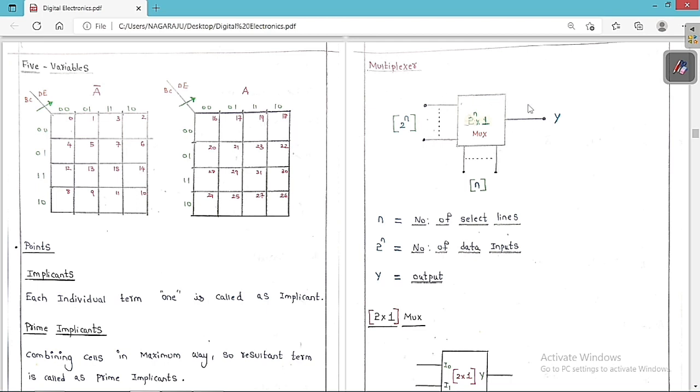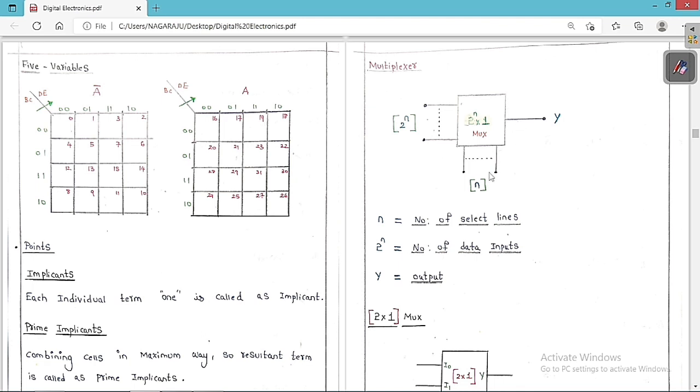This is a multiplexer, 2^n cross 1. Here 2^n indicates the number of inputs, and the 1 indicates the output. Only one output we are going to get. So we can say it has many inputs but only one output. 2^n cross 1 indicates that it has 2^n inputs, and 1 indicates it has only one output.